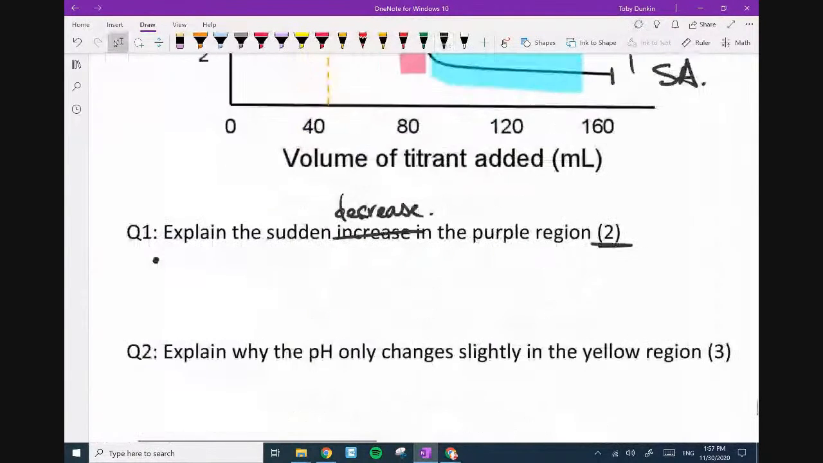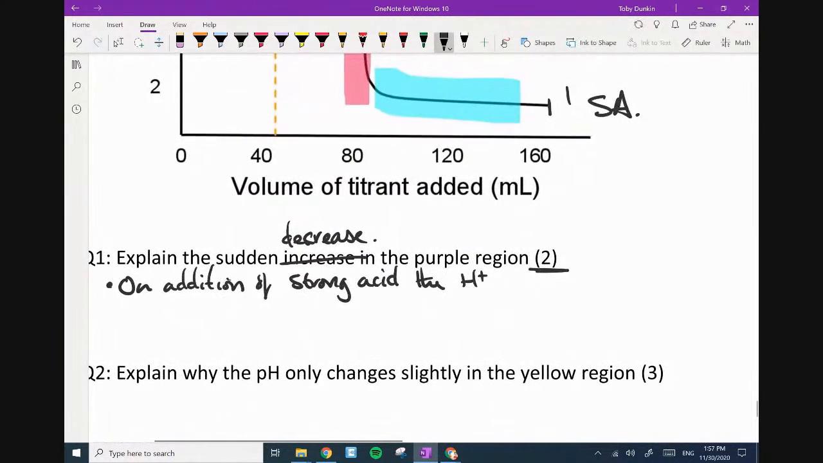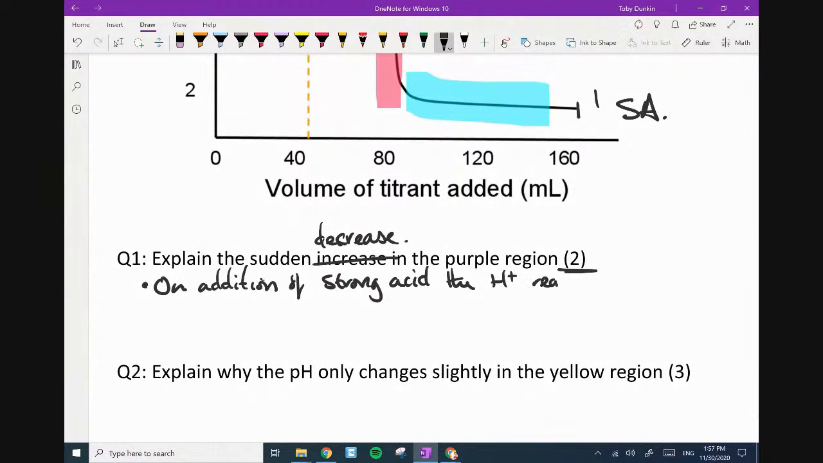So we're going to say, on addition of strong acid, the H+ ions, and this kind of makes sense, the H+ ions react with the weak base.